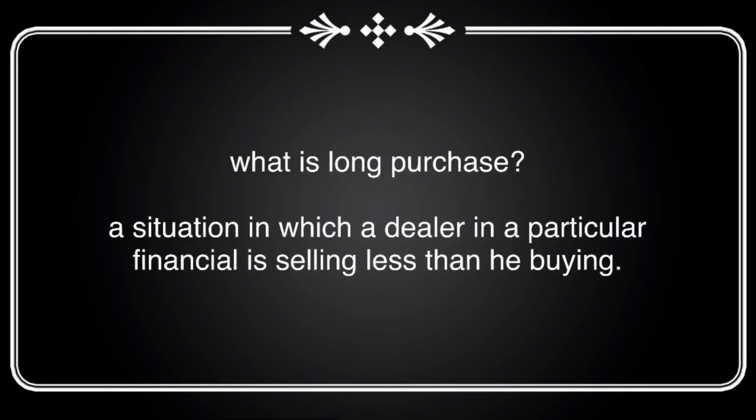Lastly, we are going to talk about long purchase. So what is long purchase? Long purchase is a situation in which a dealer in a particular financial is selling less than he is buying. As an example, you have the right to collect the dividends or interest the security pays, the right to sell it or give it away when you wish, and the right to keep any profits if you do sell. Similarly, you have a long position in an option when you hold the option, and you have the right to exercise it before expiration or sell it.